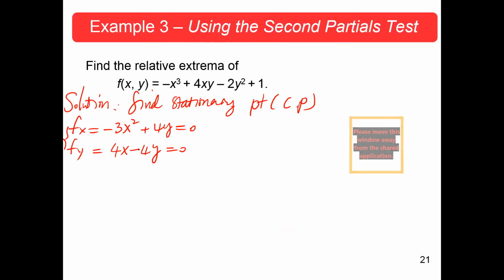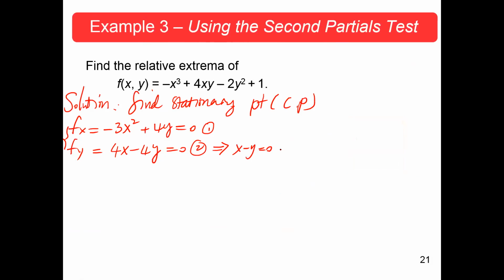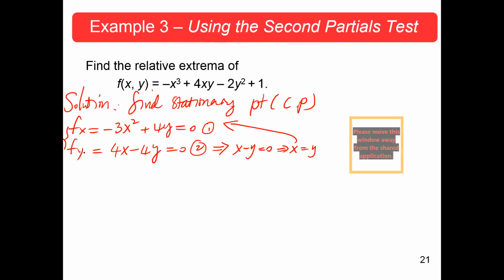This is a system of equations with two unknowns, x and y. I'm going to call this equation 1 and this equation 2. Any thoughts? How can we solve this system? You can do substitution, absolutely, or you can do the elimination method, just by adding these two equations. Either one would be fine. If you like substitution, then equation 2 gives us x minus y equals 0, meaning x is the same as y. So we can plug this into equation 1.